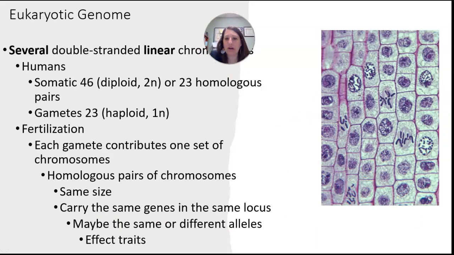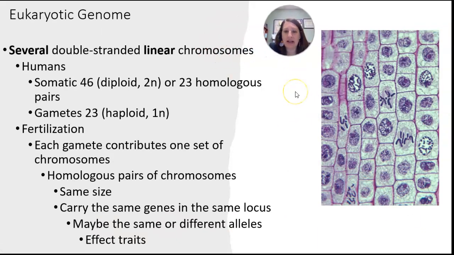Now us, eukaryotic organisms. Who falls into that category? All animals, including humans, all plants, fungi, and protists. Eukaryotic organisms still have double-stranded DNA, but our DNA is not circular, it's linear, and there are usually several. So for example, let's look at humans.